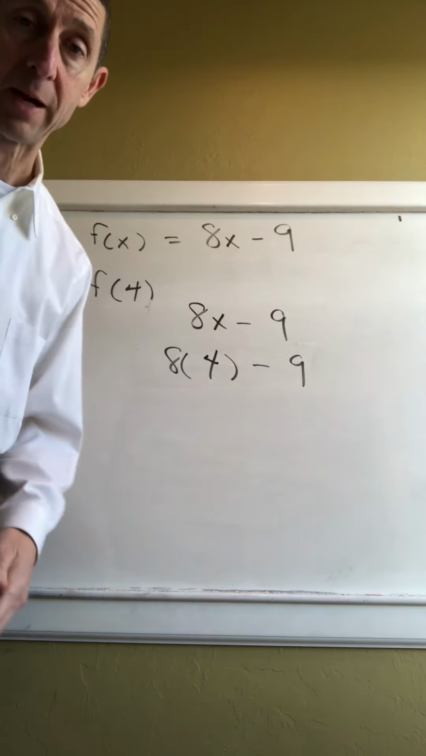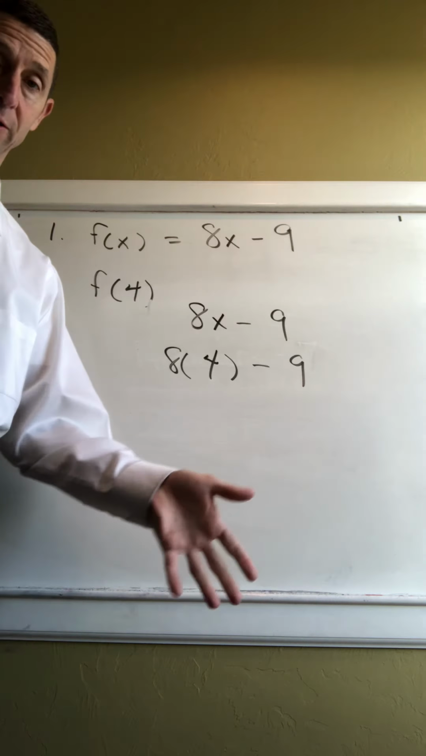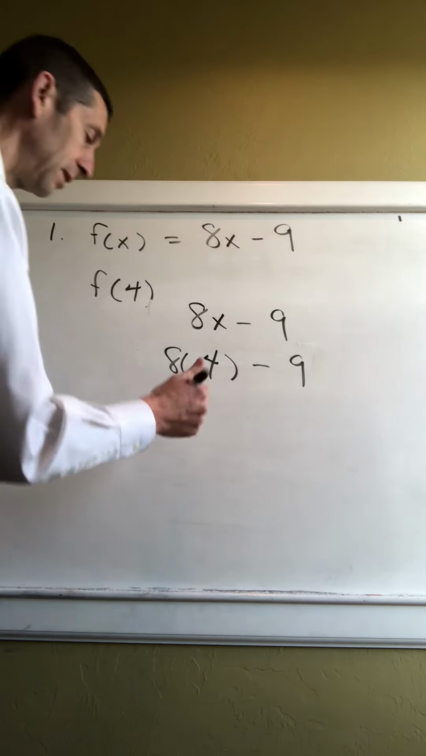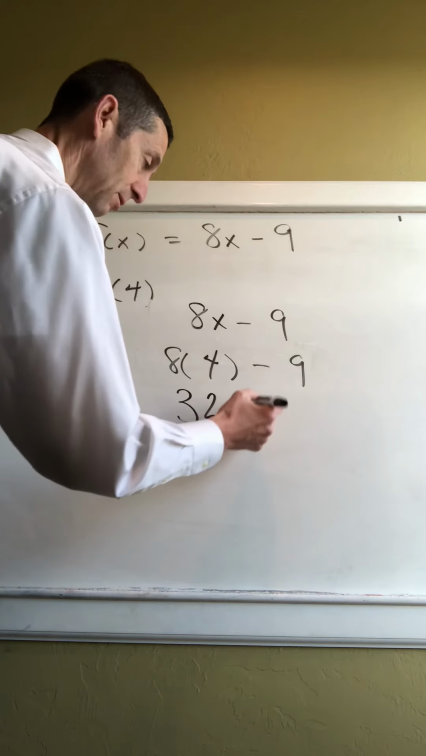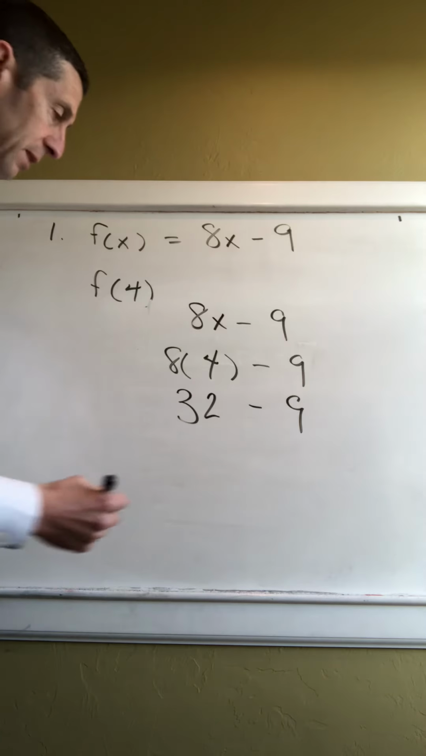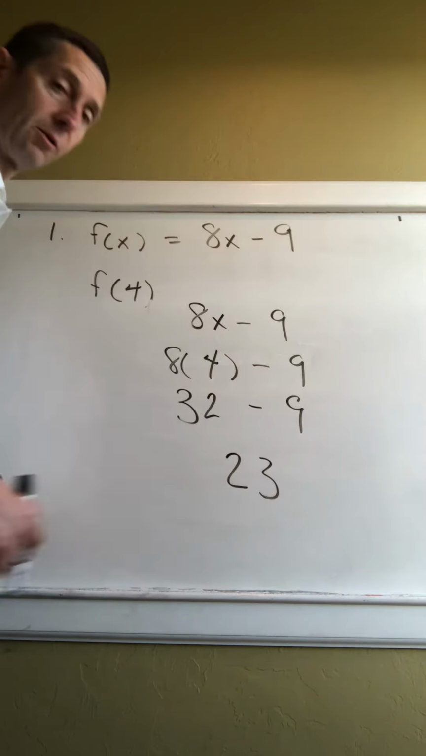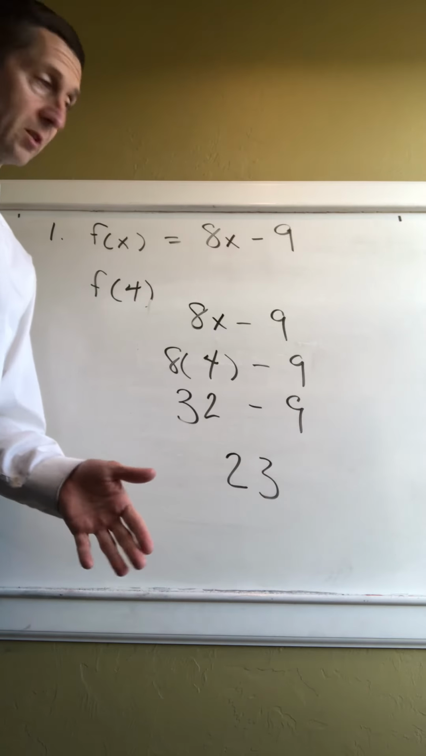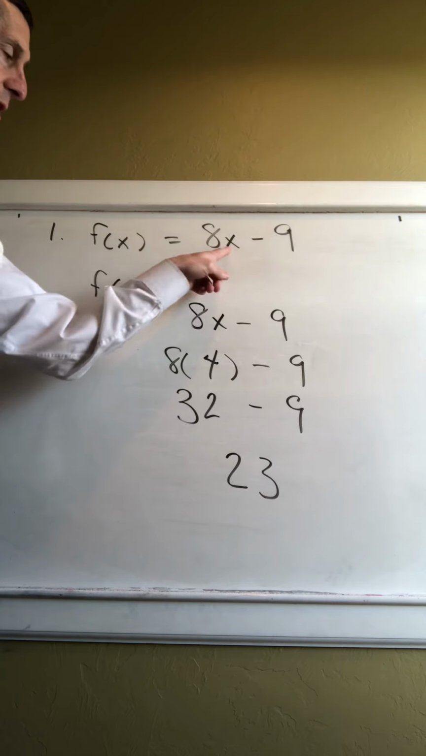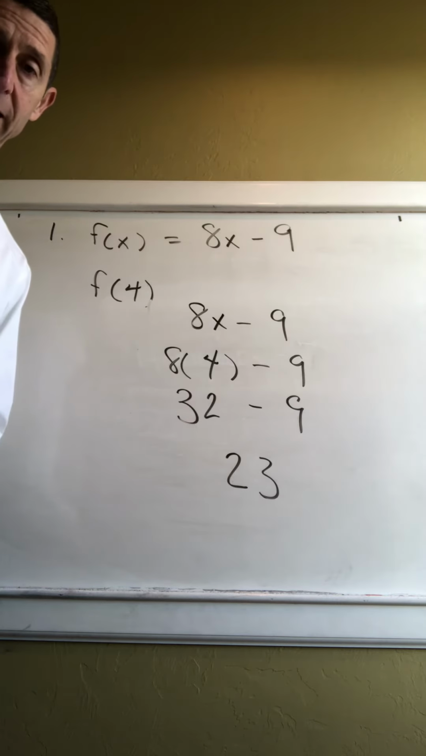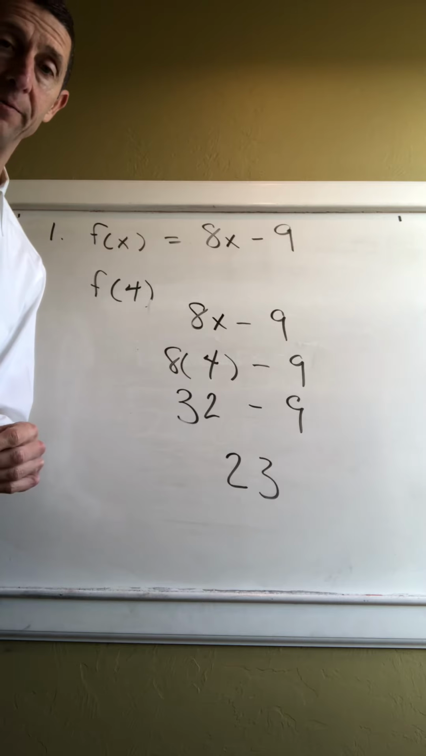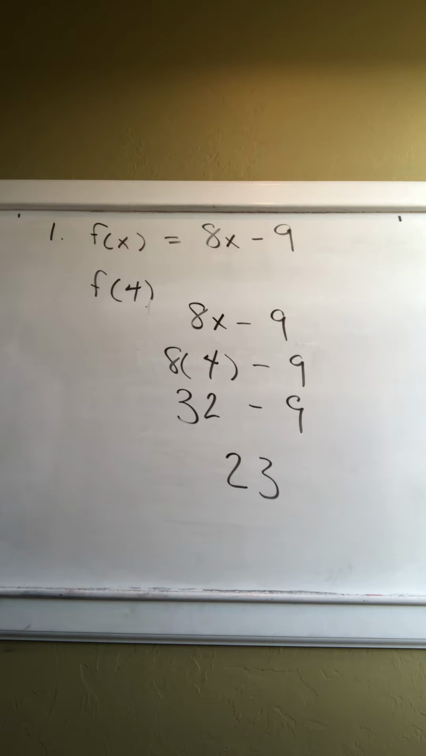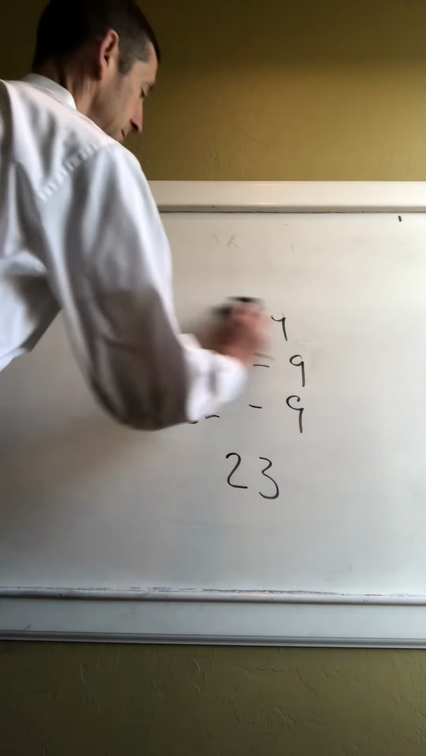Then it's just you doing some math, like 8 times 4, 32, 32 minus 9 is 23. So 8 times 4, that's 32. 32 minus 9, that's 23. So on these problems, whatever number's provided, you're going to substitute in place of x and then run the math from there. So there's example 1. All right, let's roll example number 2.